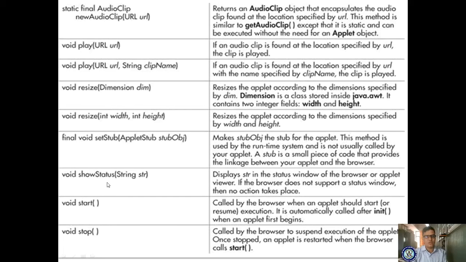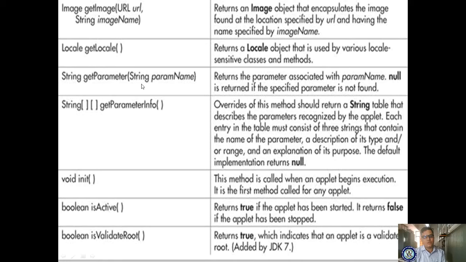And the showStatus method we have already learned. So what is the purpose of showStatus? Whatever value you supplied in the string will be displayed as status bar information. And the start method is the starting point of your applet, called by the browser when an applet should start. Whenever you are starting your applet, this is the first point where it starts. It is automatically called after init when an applet first begins. Void stop is called by the browser to suspend execution of the applet. Okay, so start and stop, as well as destroy, as well as init.